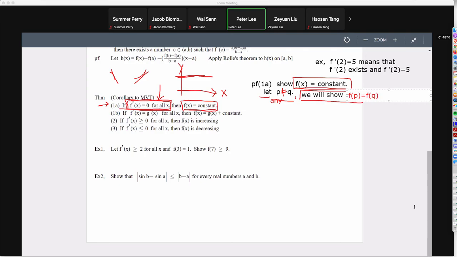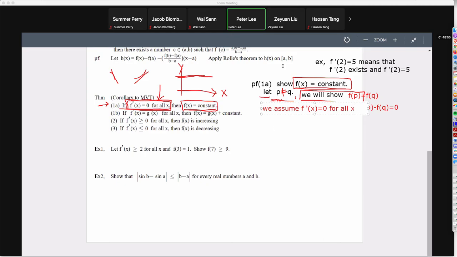We will show this because the assumption is that the derivative is 0 all the time. So this is the same thing as saying f of P minus f of Q is equal to 0. So this is actually a form of the statement which we want to show. And of course, what do we assume? We assume that f prime of x equals 0 for all x.